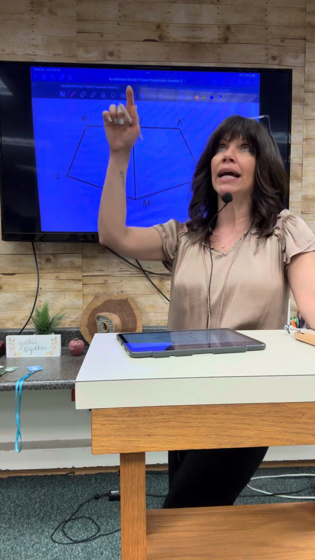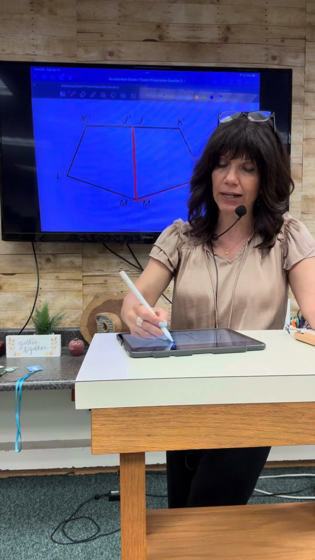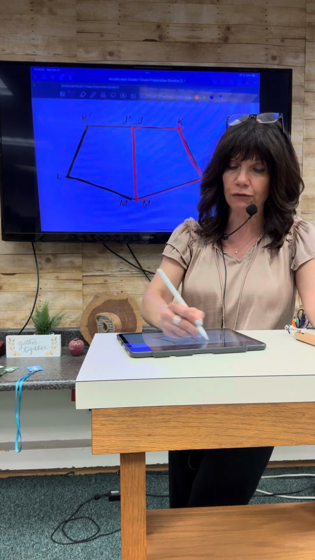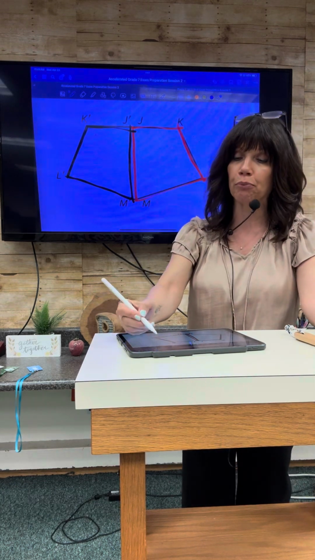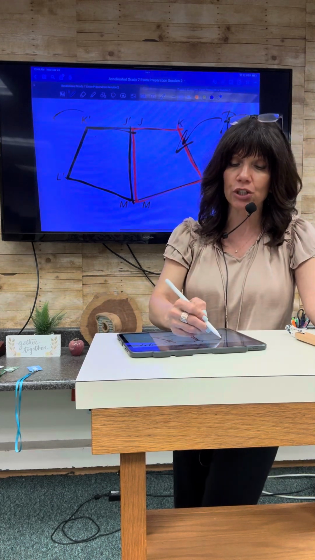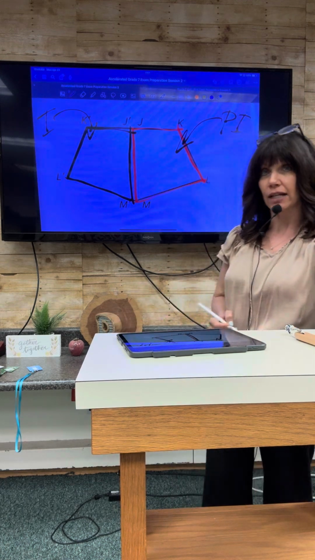So my pre-image, is it the one I have traced with red, or is it the one I have traced with black? Say it. Red. Red is my pre-image. How do I know? Because my image has the prime numbers or letters in this case, right?